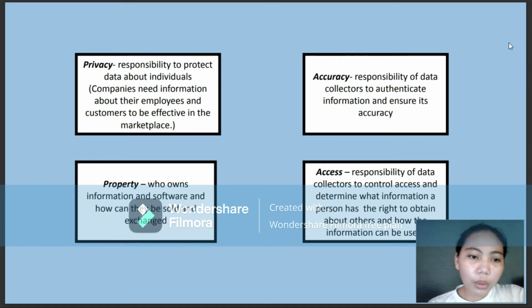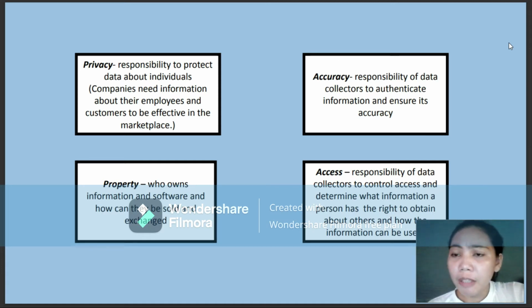Property: who owns information and software, and how can they be sold and exchanged. An example of this is intellectual property, also known as software IP, which is a computer code or program that is protected by the law against copying, theft, or other use that is not permitted by the owner.